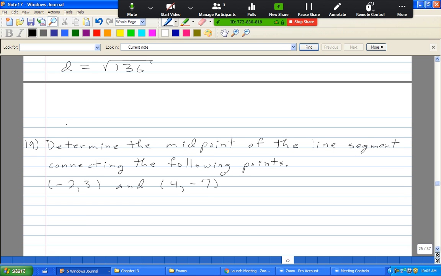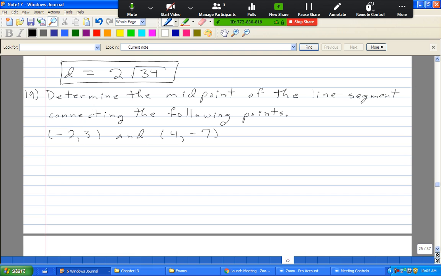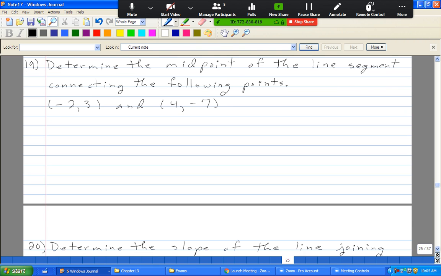So this is equal to 2 rad 34. Let's do problem 19. Determine the midpoint of the line segment connecting the following points. And so the midpoint is just the average of the x coordinates, the average of the y coordinates. So let's call this x1, y1, x2, y2.